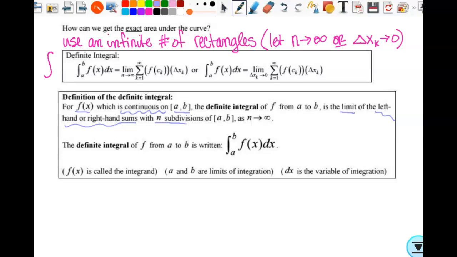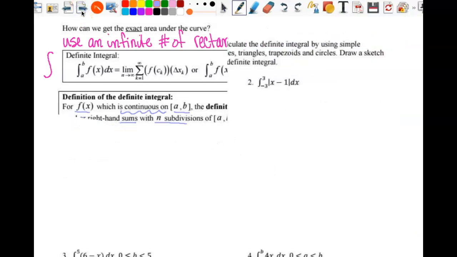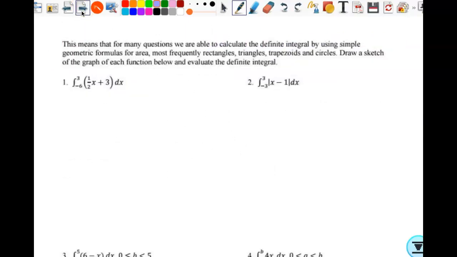All right. So when we start this straight from area, and visually more so than anything, it says that for many questions, we are able to calculate the definite integral by using simple geometric formulas. But they're only simple if you actually know them, people. You got to know them. These are the ones you absolutely have to know. You have to know the area of a rectangle. Length times width is okay, but we're going to use base times height.